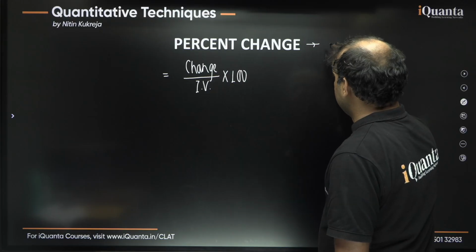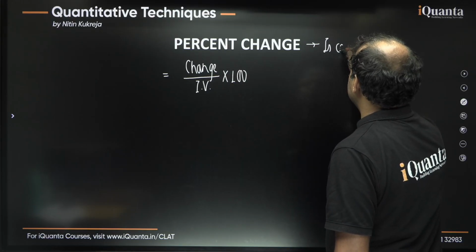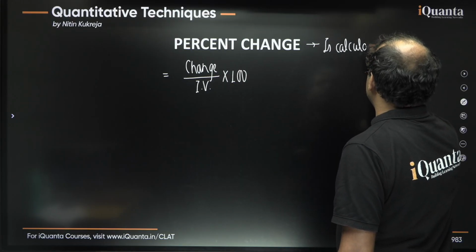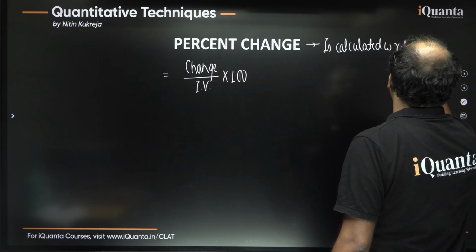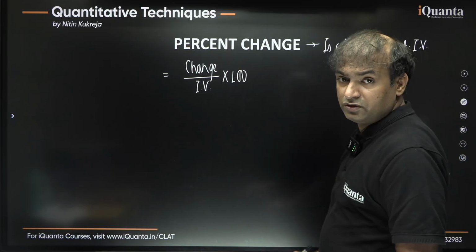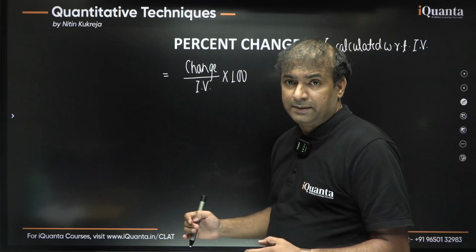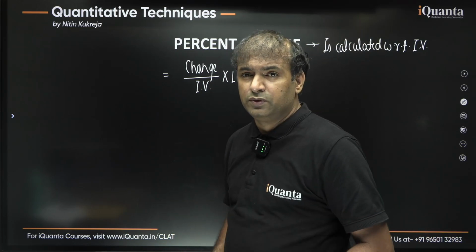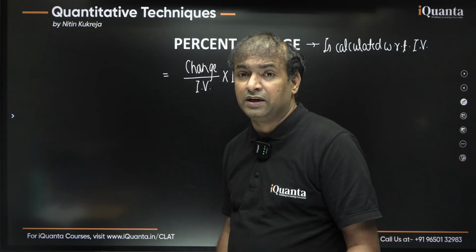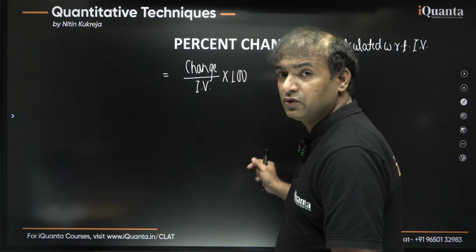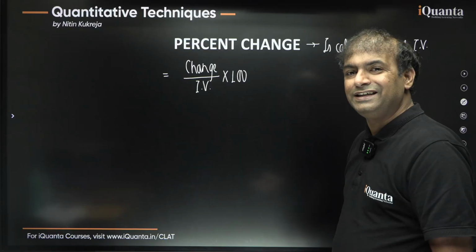It's very important. Percentage change is calculated always with respect to the initial value. All right, so this is something we always need to remember. A lot of times because of the language we get confused. Students usually calculate the percentage change with respect to the final value sometimes, but we have to remember that this is always calculated with respect to the initial value.